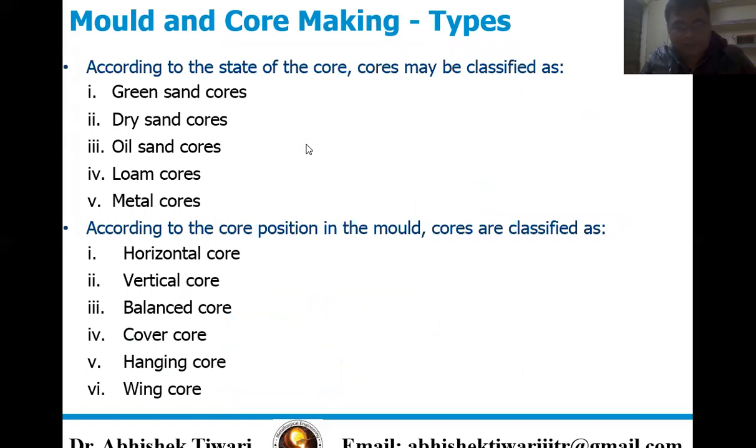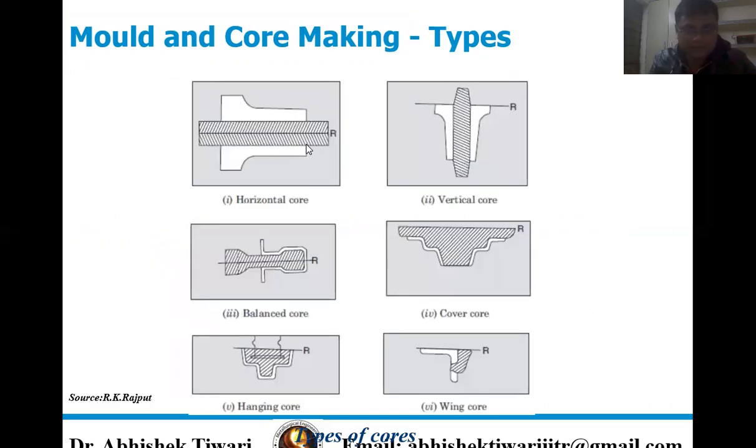Now, according to the state of the core, cores may be classified as green sand cores, dry sand cores, oil sand cores, loam cores, and metal cores. According to core position in the mold, cores are classified as horizontal core, vertical core, balanced core, cover core, hanging core, and wing core. These you can see in the picture.